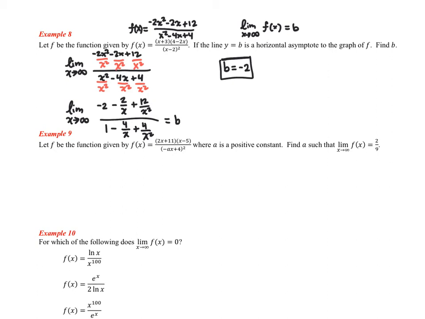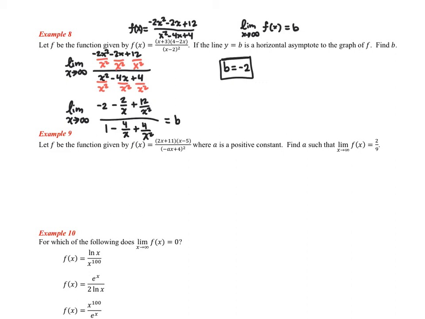Okay, so using an analytical method, by dividing by the leading term in the denominator, I can see that that would be the case. Let's take a somewhat more efficient approach in example 9. It says, let f of x be the function given by that, where a is a positive constant. Find a such that the limit as x approaches infinity of f of x equals 2/9.